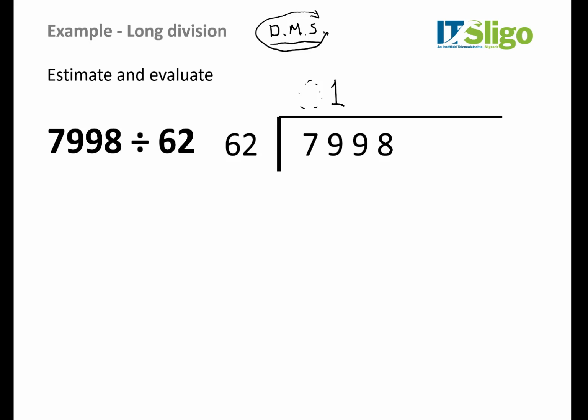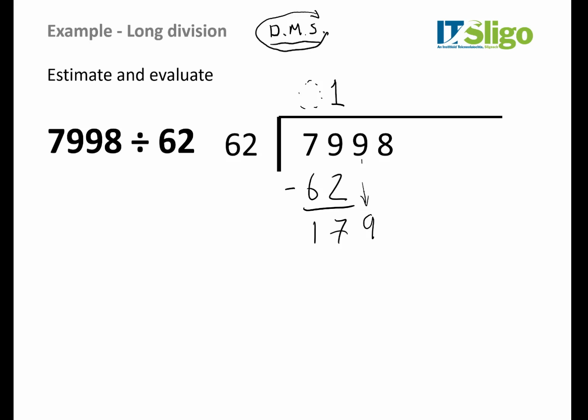Now we multiply 1 by 62. Sorry, that was the division: 62 into this goes once. Now we multiply 1 by 62, which is 62. And we subtract. 2 from 9 is 7. 6 from 7 is 1. This 9 now, guys, will travel down. And this cycle now starts again.